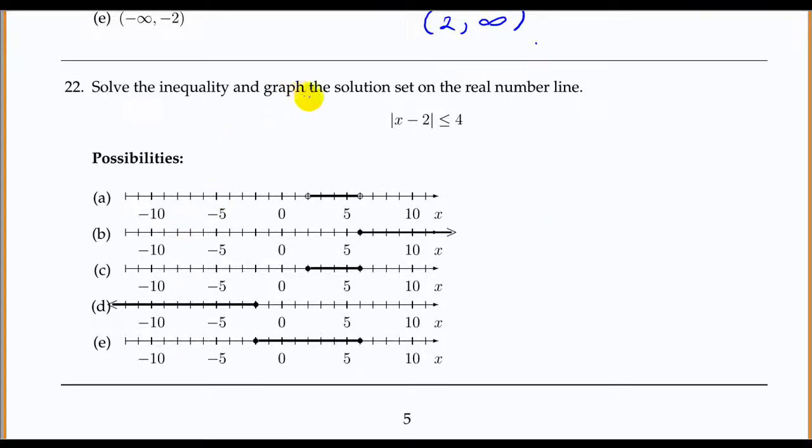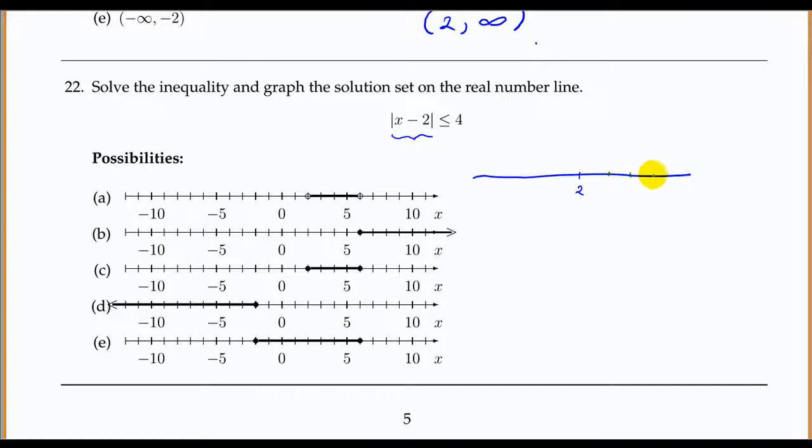Solve the inequality and graph the solution on the real number line. We have the absolute value of x minus 2 less than or equal to 4. Remember, we can interpret this expression as the distance from x to 2 is less than or equal to 4. Here we have 2. First of all, we can ask ourselves, for which x is the distance from x to 2 exactly equal to 4? There are two x's with that property.